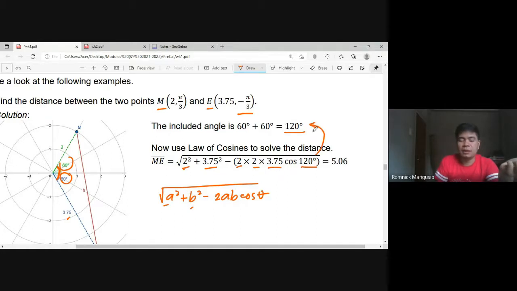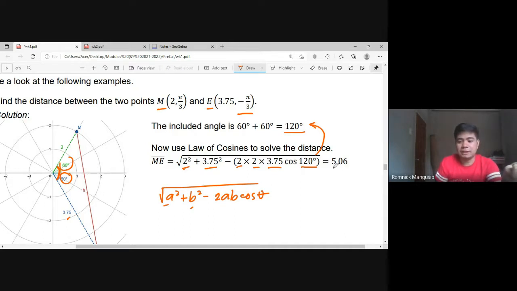Kung nahihirapan kayo sa pagkuha ng included angle, have a quick illustration. Mag-drawing kayo kaagad-agad. Makikita ninyo ang included angle. Sa mga nahihirapan, kumuha ng included angle on their mind. May iba kasi na nai-imagine na nila kung ano yung angle na yun. May iba naman gusto nilang i-drawing kasi dun sila komportable. Mas nakukuha nila pag may drawing. So you have your options. Kaya nga nilagay ko dito yung drawing para magkaroon naman kayo ng idea.